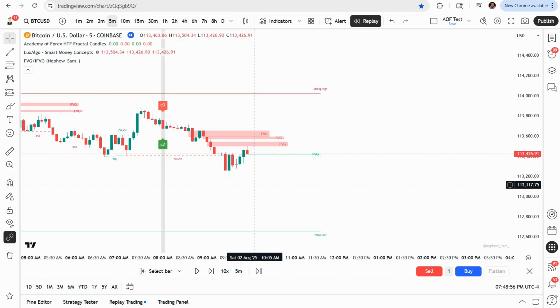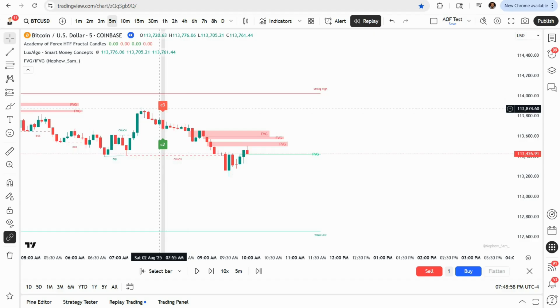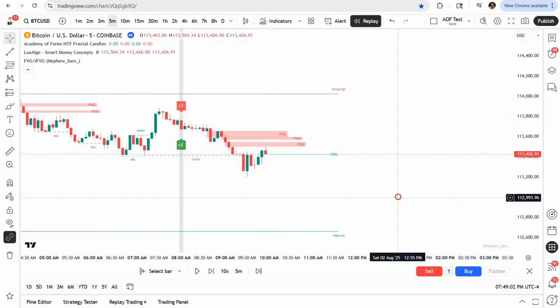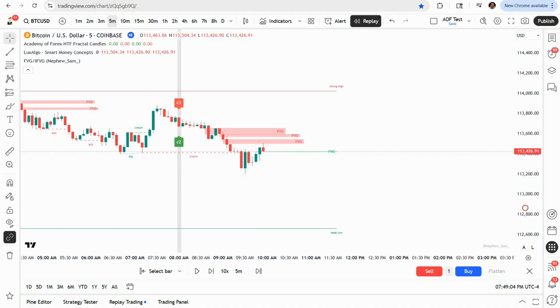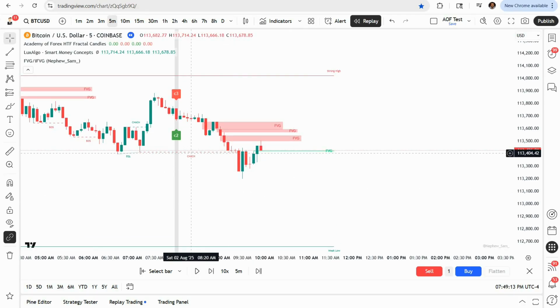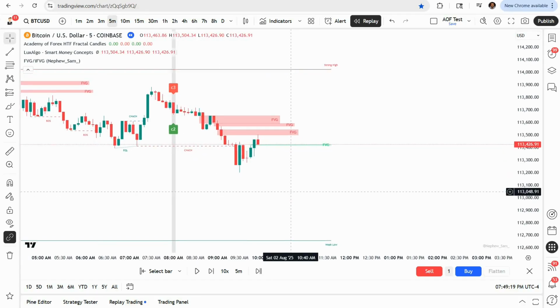So after we get the confirmation that we're looking for a short trade from the higher time frame fractal candle indicator, we are then looking at the Smart Money Concepts indicator, and we want either a change of character or a break of structure. And you can see that we get a change of character right here. It's kind of small, kind of hard to see, but it's a red change of character. And I won't go into detail on what exactly the change of character break of structure is.